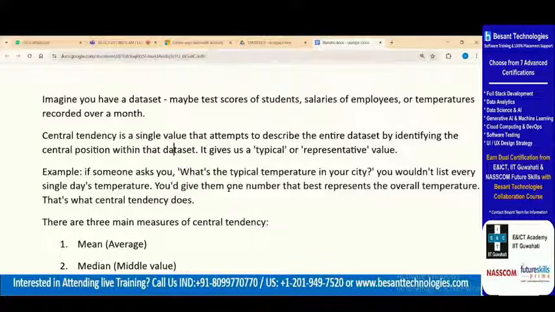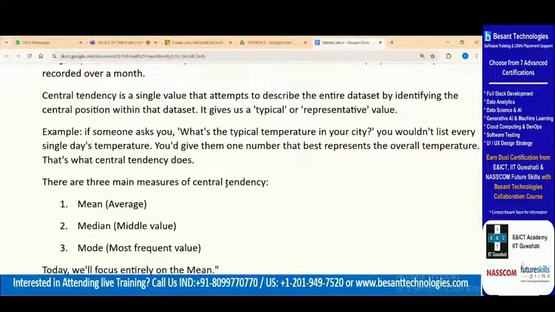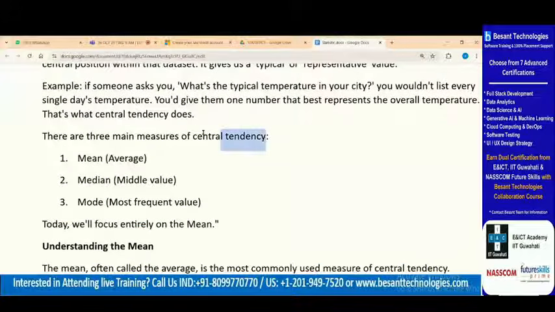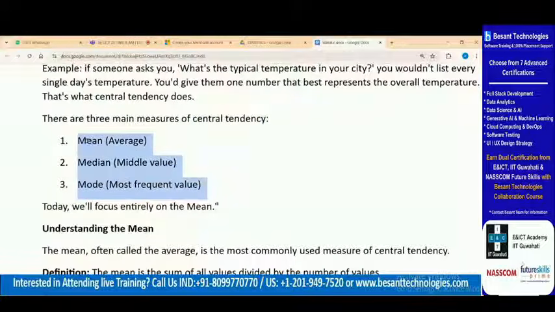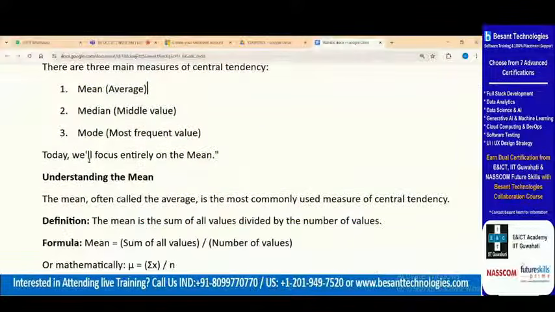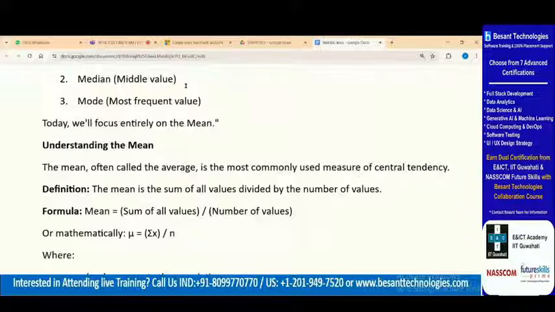But if someone is asking you what is the temperature for today, you will be representing with only one value, no? That would be a group of values together. You will be specifying with one value. So those values can be obtained by using the measurements called central tendency. This central tendency can be measured with three things: mean, median, and mode. Today we'll focus entirely on mean, and if time permits, we can focus on median and mode.